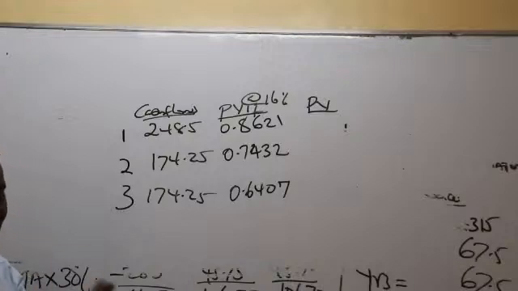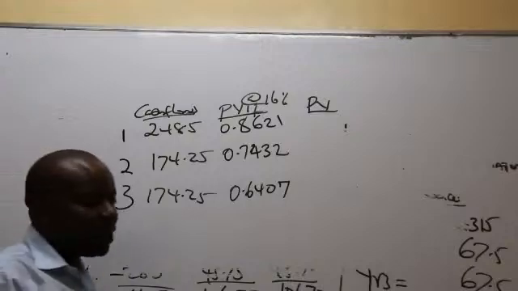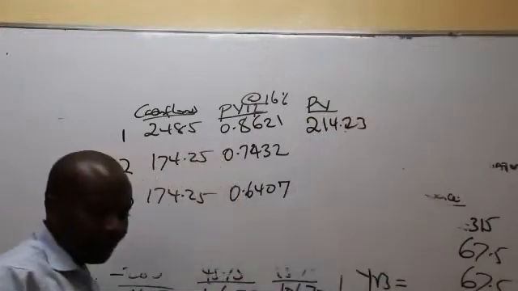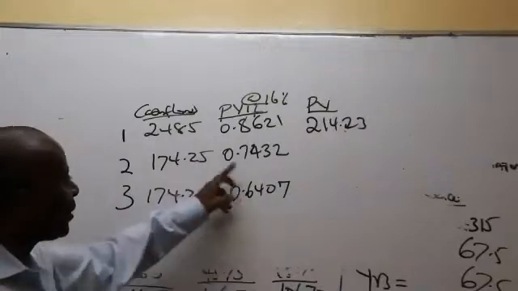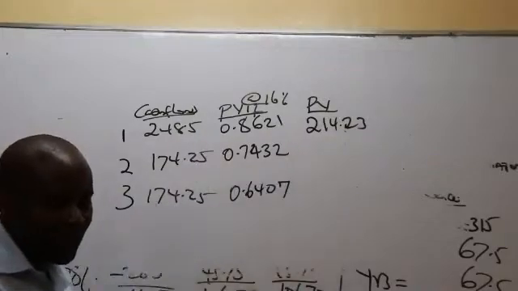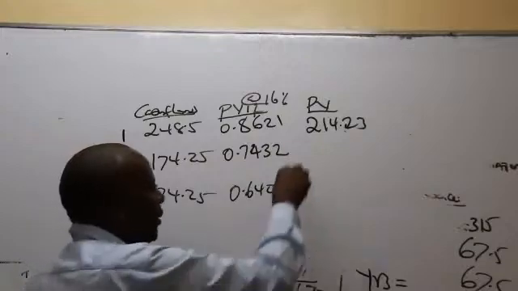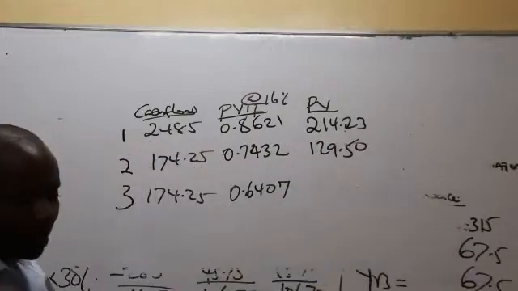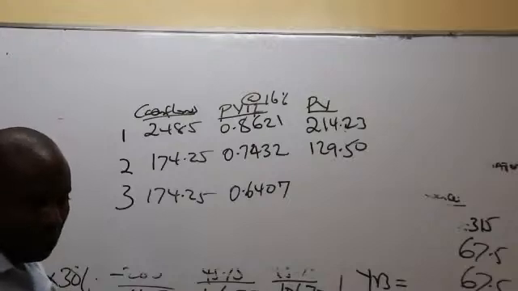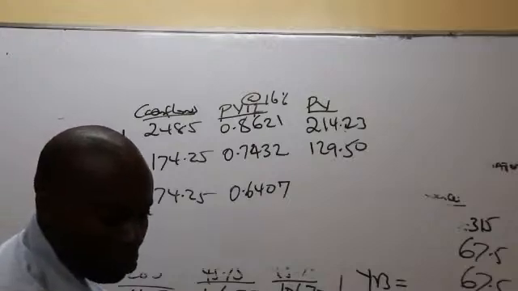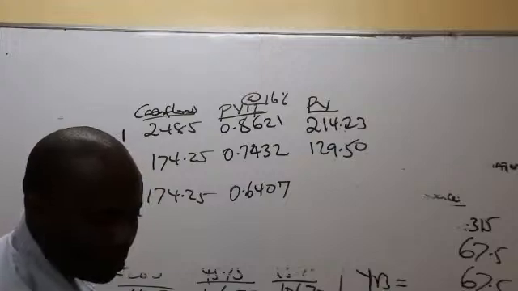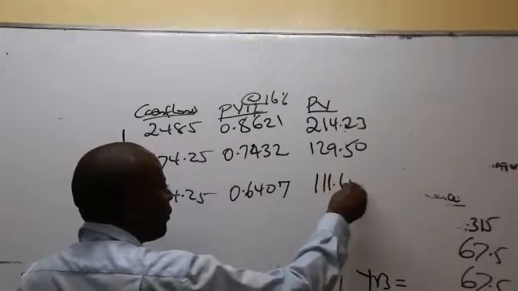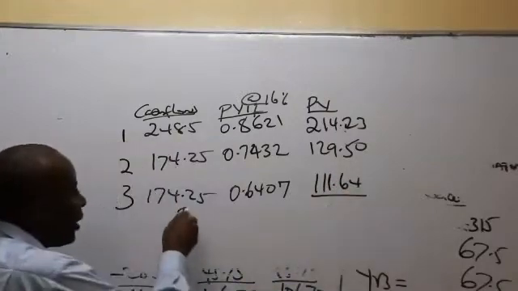Two decimal places for the present values. So 214.23. Second one, I'm taking this times this. Please give me the second figure there. 129.50. Then we have this by that, giving us 111.64.